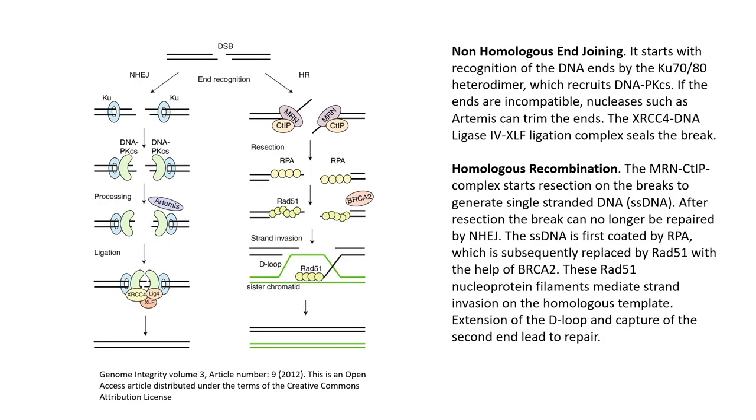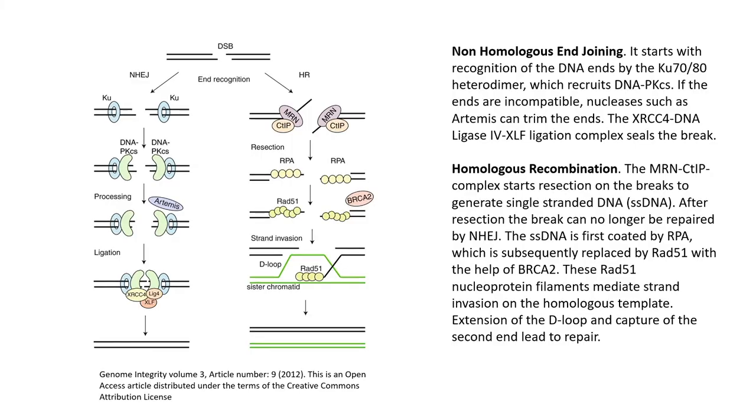In brief, in non-homologous end joining it starts with the recognition of the DNA strand ends by the KU70/80 heterodimer, which recruits the DNA-PKcs. If the ends are incompatible, nucleases such as Artemis can trim the ends. The XRCC4-DNA ligase 4-XLF ligation complex will seal the break in this process.